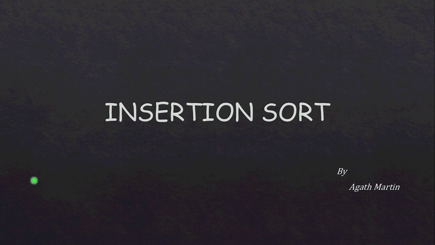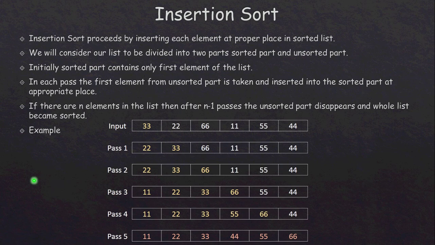Hello students, in this video I would like to discuss insertion sort and its analysis. Insertion sort proceeds by inserting each element at the proper place in a sorted list. We will consider our list to be divided into two parts, a sorted part and an unsorted part. Initially, the sorted part contains only the first element of the list.